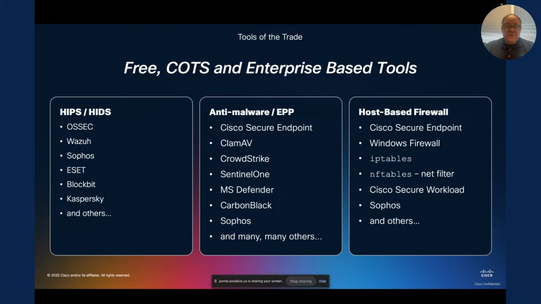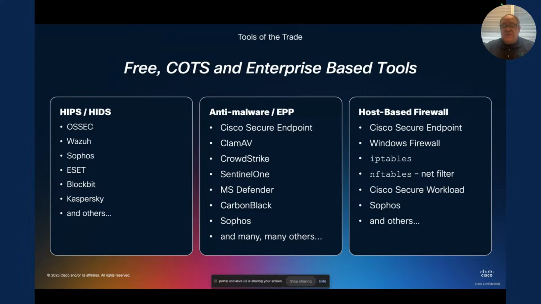Anti-malware, endpoint protection. You can see there's some Cisco tools. ClamAV is open source, but it's also a Cisco tool. And then you could see some other companies there that also provide some pretty good and quality antivirus, anti-malware type, or even endpoint protection type security.